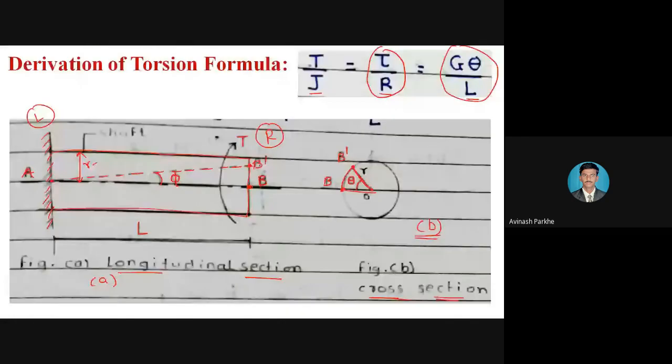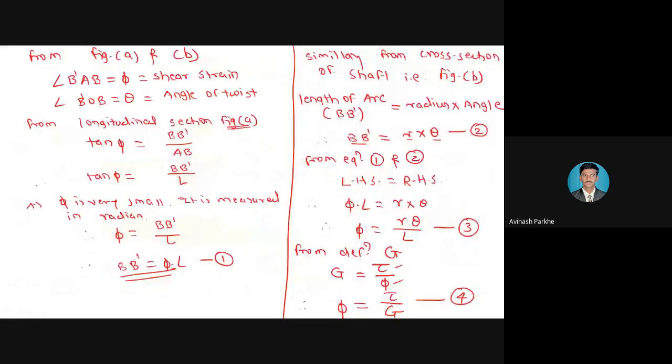One is the longitudinal section. This is figure number 1, longitudinal section. This is figure number 2, cross section. From those figures, we have taken two angles, that is phi angle and theta angle. That phi is called the shear strain and that theta is called the angle of twist.